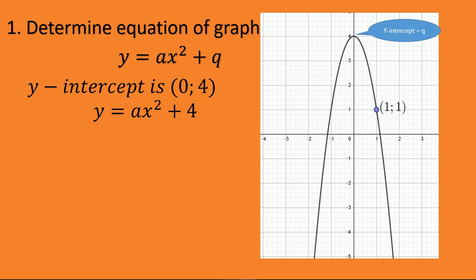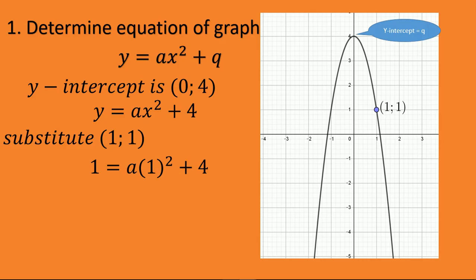I can now use the other point given on the graph, which is (1; 1), and substitute that into my equation so far. So that would mean the 1 of y substituted and the 1 of x substituted. I will have 1 equals a(1) squared plus 4. Manipulate that, I can now determine a. That would give me 1 minus 4 equals a, and when we simplify to get a, we find a would be minus 3, which is the 1 minus the 4. So using that, now I've got the a value and I've got the q value.